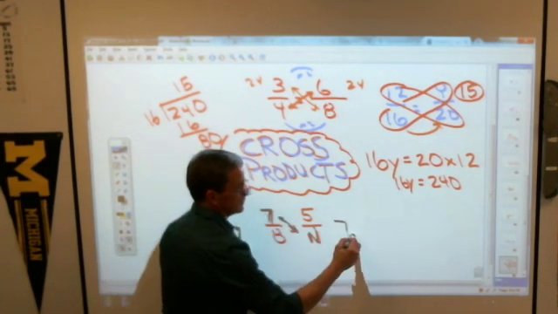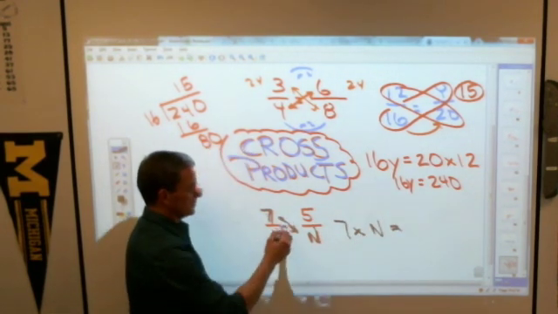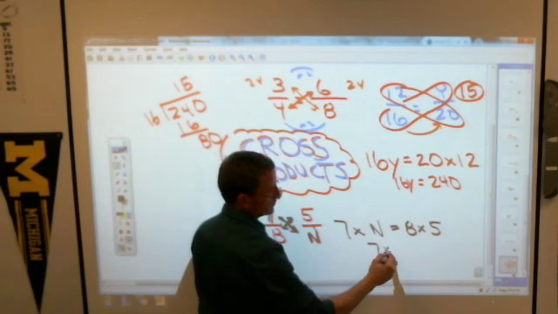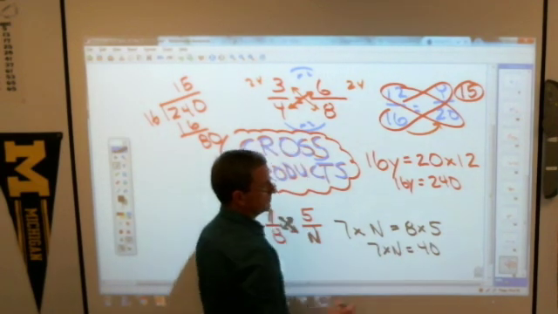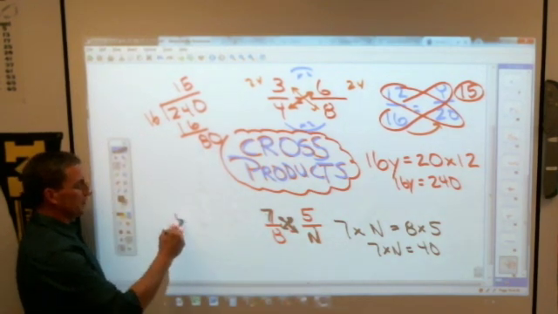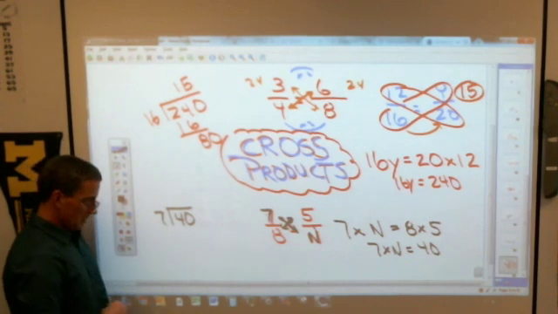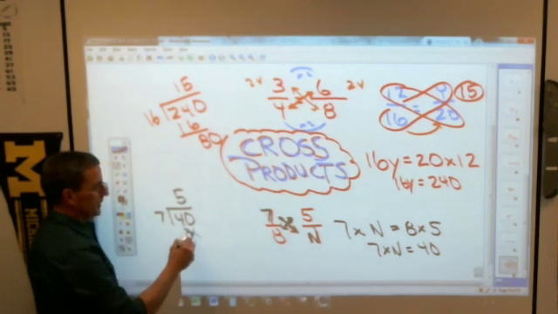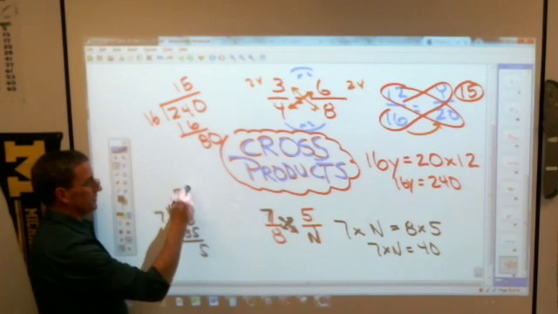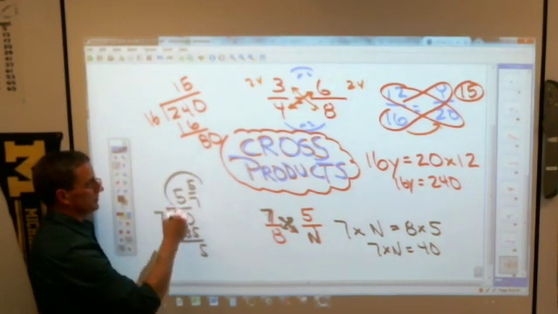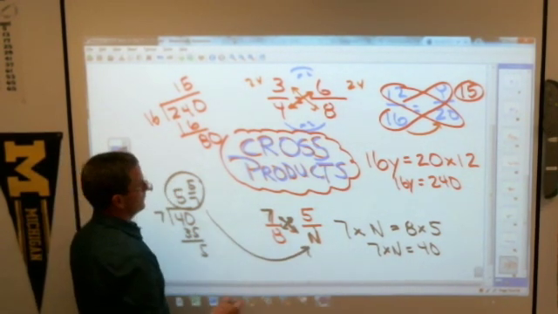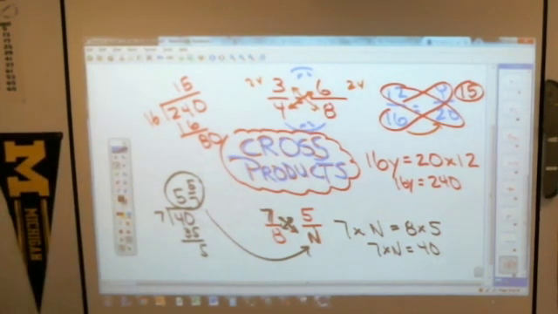7 times n equals 8 times 5. So 7 times what number equals 40? How am I going to figure that out? You're going to divide 40 by 7, and it's not going to look pretty, but we will get an answer. How many times does 7 go into 40? 5 times. You get 35. I subtract, and I make this a fraction. 5 and 5 sevenths is actually my answer. Not pretty, but it is true. 7 over 8 equals 5 over 5 and 5 sevenths. Unfortunately, as you get to higher level math, not always do things make a lot of sense.